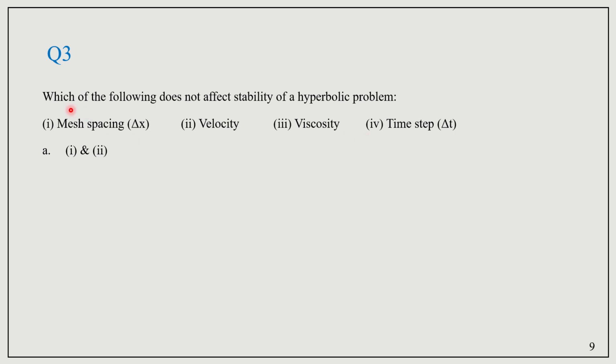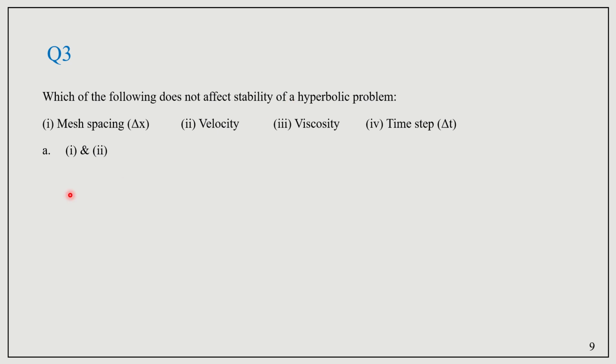But we need to read the question carefully. Here the answer is not 1, 2 and 4. What is asked in the question is which of the following does not affect the stability of a hyperbolic problem. So viscosity does not affect the stability of a hyperbolic problem. All these things affect, but viscosity does not. When you are reading the question, please read it carefully, otherwise we might miss out what is being asked and go into some other assumption. So, which of the following does not affect stability of a hyperbolic problem? The answer is viscosity. So option 3 is the right answer.